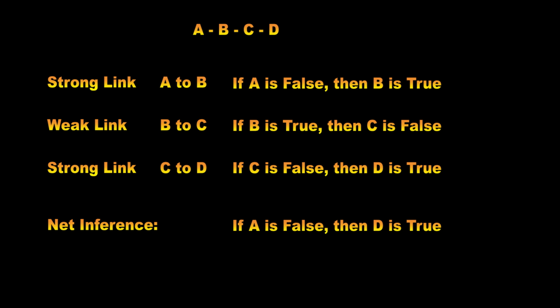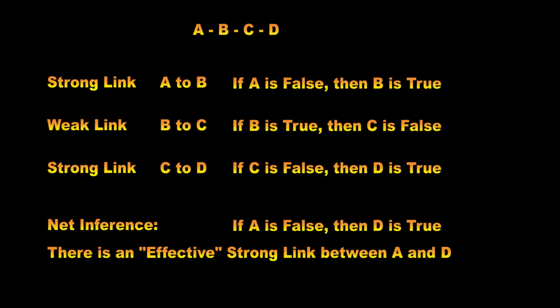So by definition of a strong link, if A is false, then B is true. And by definition of a weak link, if B is true, then C is false. And then again, by definition of a strong link, if C is false, then D is true. So, by connecting the logical inferences of these 3 links, we can be sure that if A is false, then D is true, D like in dog, which means there is an implied or effective strong link between A and D by virtue of the chain of inferences.